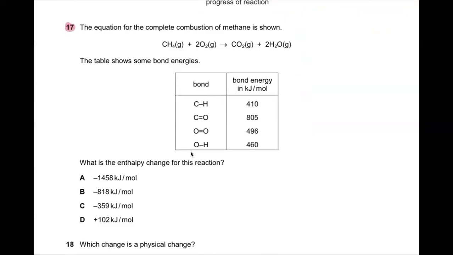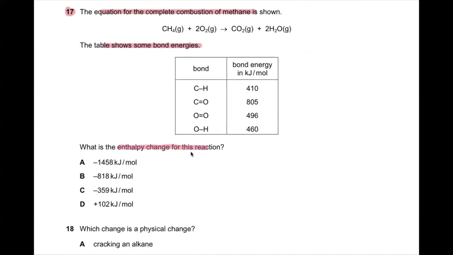Now MCQ number 17. The equation for the complete combustion of methane is shown. Okay, we got the equation. The table shows some bond energies. What is the enthalpy change for this reaction? Okay.